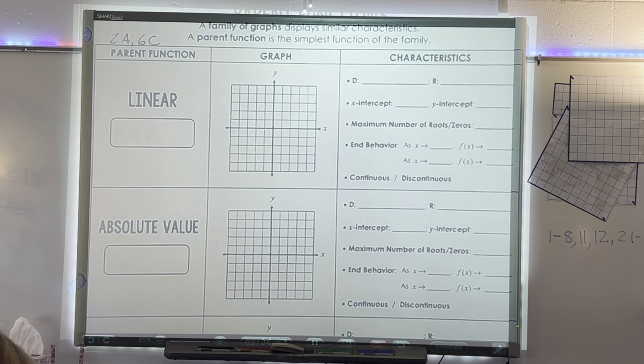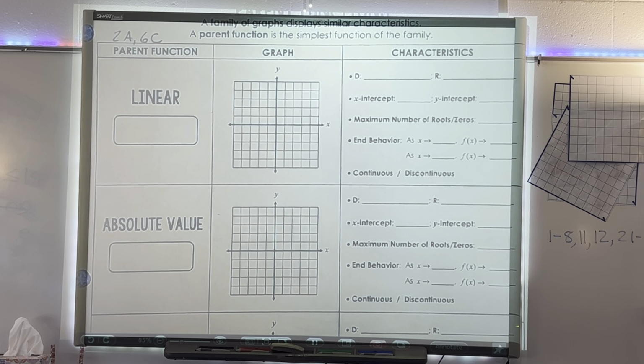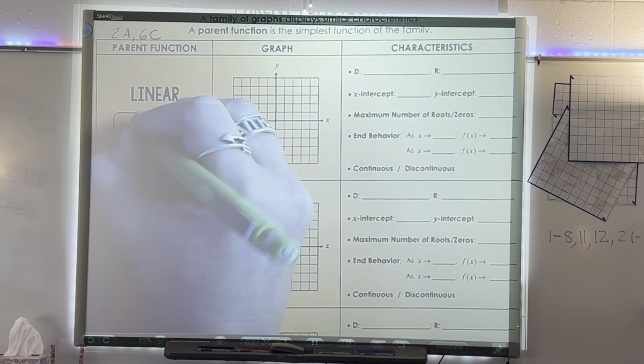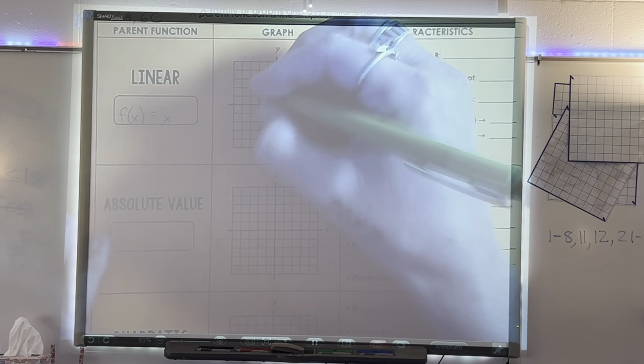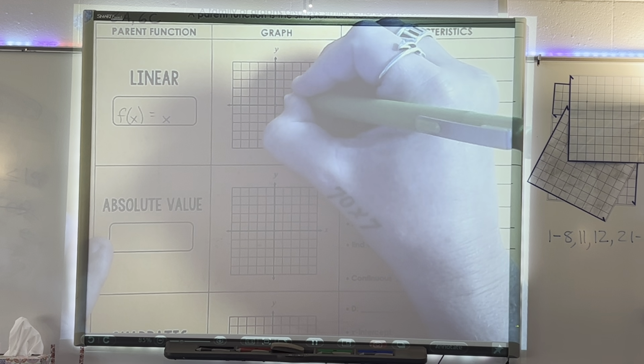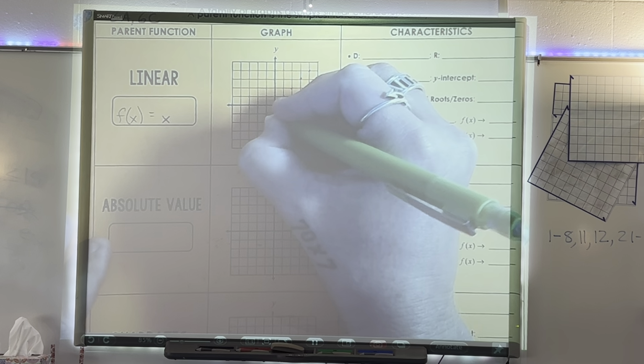So the linear parent function you should be familiar with, that is f of x equals x. F of x is equal to x, that one you should know. It has a y-intercept at (0, 0) and a slope of 1. So that one is the most basic parent function.